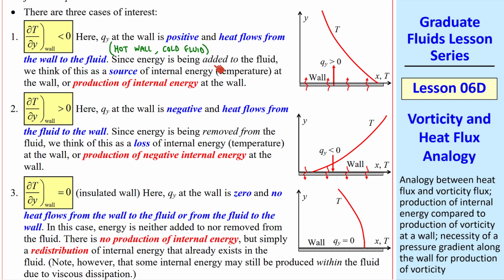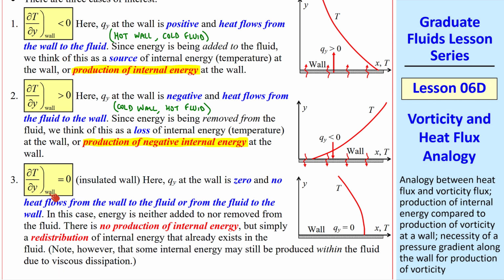Energy, or heat, is being added to the fluid, so we can think of this as a source of internal energy, or temperature, at the wall, or a production of internal energy at the wall. Case 2 is the opposite, when the slope at the wall is positive, as illustrated here. In that case, qy is negative. We have a cold wall and a hot fluid, so heat flows from the fluid to the wall, or energy is being removed from the fluid. As I illustrate here, we can think of this as a loss of internal energy or temperature at the wall. You can also think of it as a production of negative internal energy at the wall.